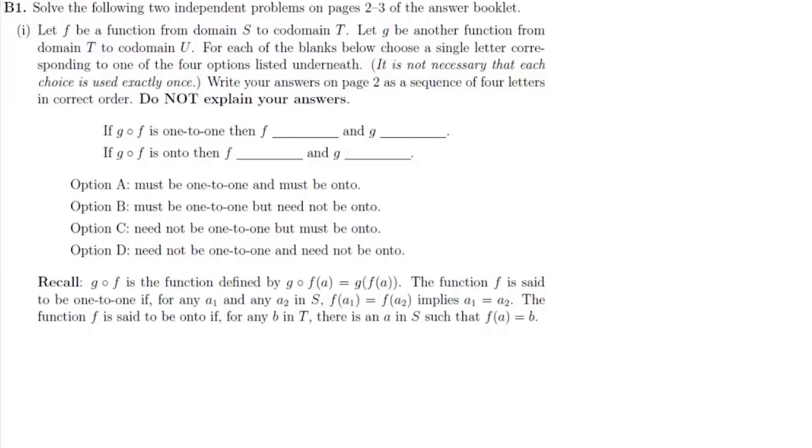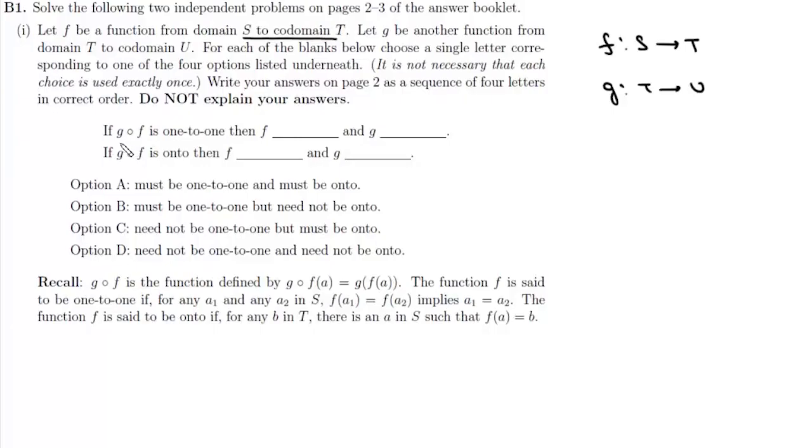Now we'll come to section B. The first question is, let f be a function from domain S to codomain T. So we have this function f defined from S to T, and then we have this function g, which is defined from T to U. Now we need to fill in the blanks.